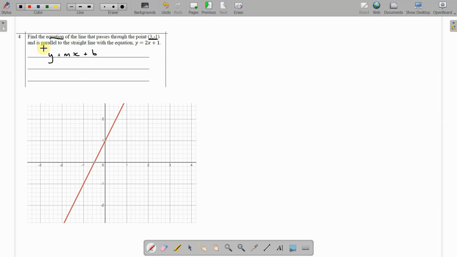and it's always good to highlight or underline key parts of the question. Parallel to that equation. So I'm going to find a new equation of a line that passes through that point parallel to this line. Okay, so this is this line, y = 2x + 1. Let me just rewrite that a bit neater. y = 2x + 1. That's this one.